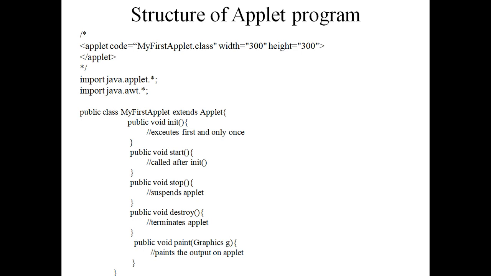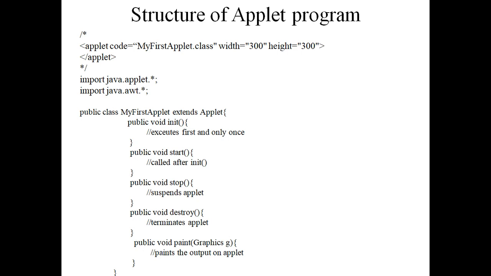Public void init, which is executed first, followed by public void start, public void stop, which suspends the applet, public void destroy, which terminates the applet, and public void paint. Public void paint accepts a parameter, which is nothing but the object of the Graphics class. It is used for painting the output on the applet. Though I have written it as init, start, stop, destroy, paint, the order of execution is different. The order of execution is init, start, paint, stop, and destroy.